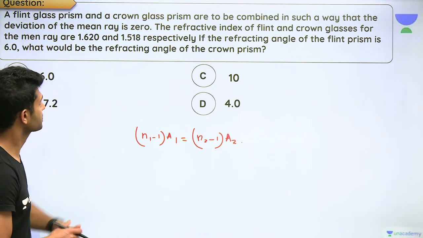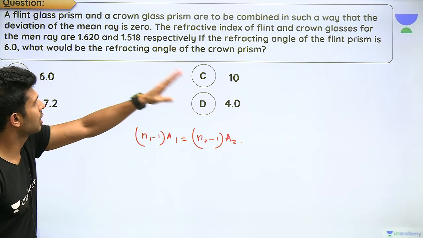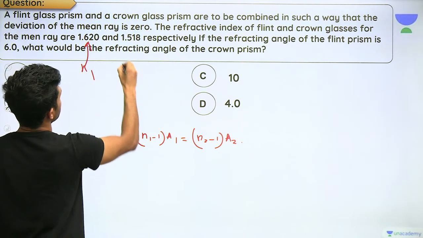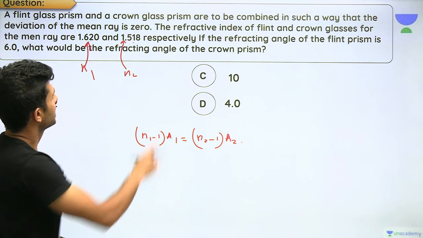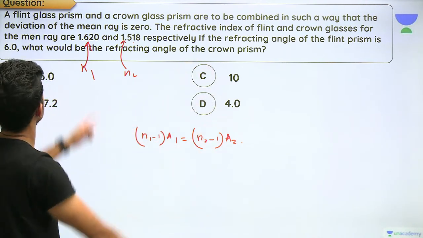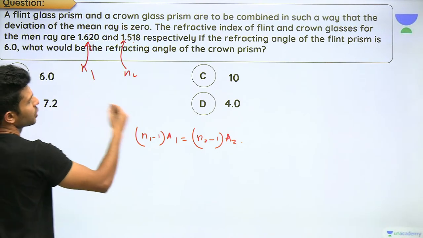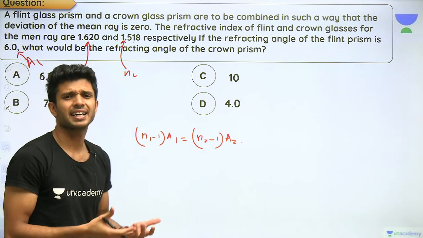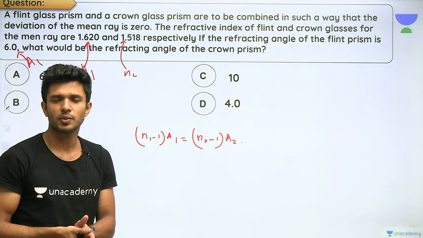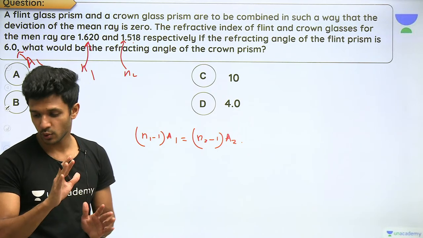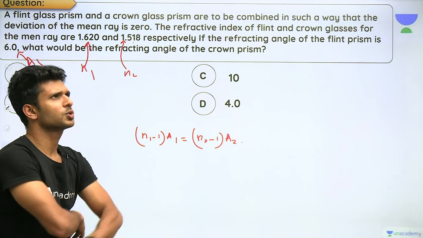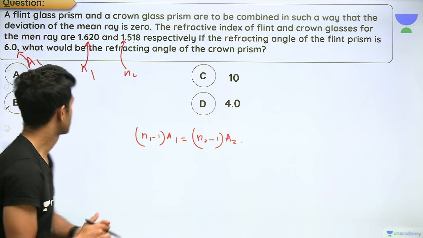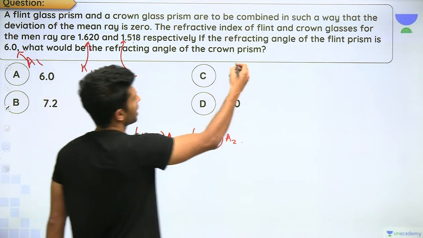Right? Okay. The refractive indices of the flint and crown glasses are given: N1 value is given and N2 value is also given. If the refracting angle of the flint prism, flint is the first one, so A1 value is also given. Refracting angle means the angle of the prism. Another term that you'll find in the question is refracting angle, so don't make a mistake there by thinking, what is this refracting angle? Ameer sir didn't tell. I did tell, just now I have told you, mark it down. Question is, what is the angle of the crown prism?